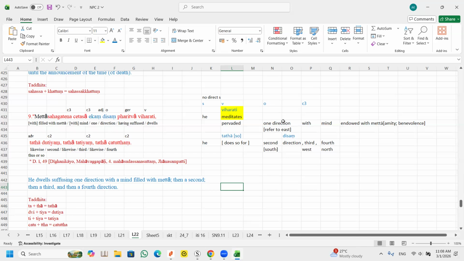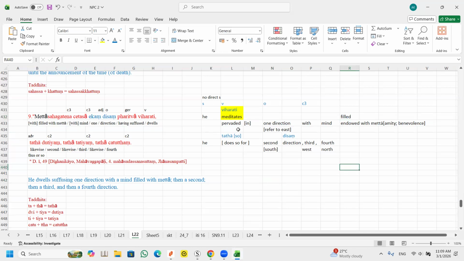This is our object. If it's a direction, normally we would put the preposition in. Remember, for the object, you put this. Now, this is the extension, with the mind. This is the mind. In this case, you can put the word endowed with mettā or filled with mettā. This word is up to you to use.